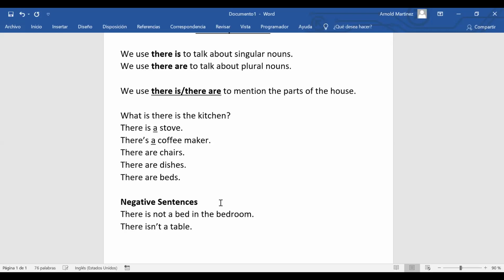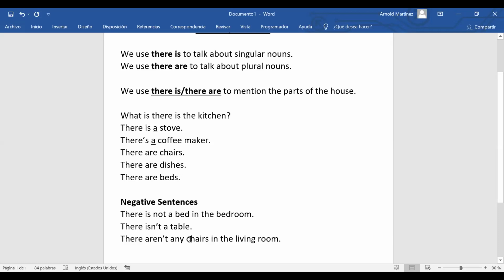Now we are going to use plural. And in here we're going to include something else. There aren't is my contraction of there are not. So there aren't any chairs in the living room.